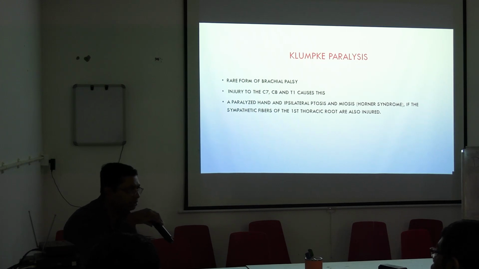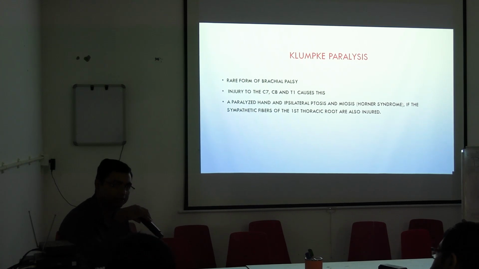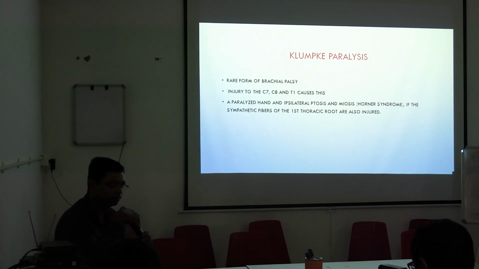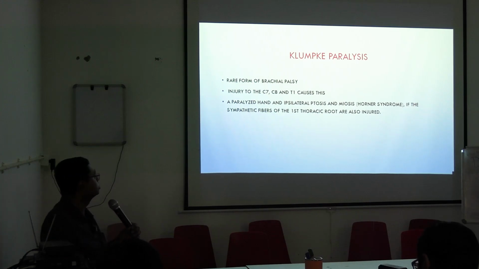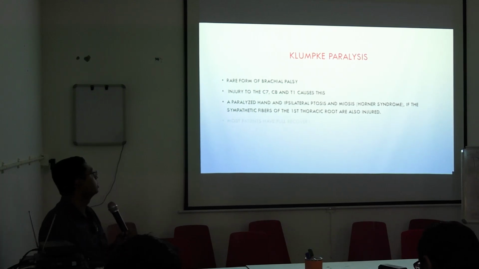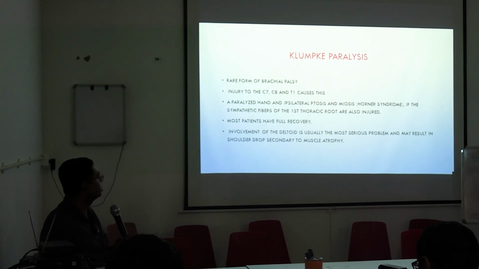Ptosis, meiosis, anhidrosis and loss of ciliospinal reflex. These are the four components of the Horner syndrome. Klumpke's palsy can be associated with Horner syndrome or may not be associated with Horner syndrome, right? So it is a paralyzed hand and ipsilateral ptosis, meiosis if the sympathetic fibers of the first thoracic nerve root are involved. And most patients have full recovery.